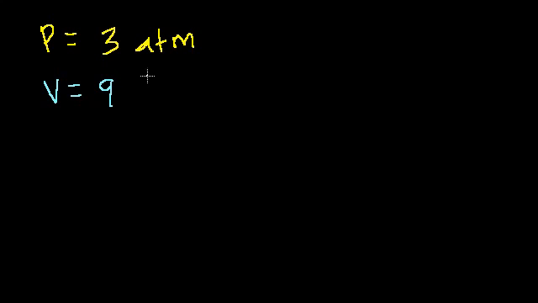Let's do some more problems that involve the ideal gas equation. So let's say I have a gas in a container, and the current pressure is 3 atmospheres. And let's say that the volume of the container is, I don't know, 9 liters. Now, what will the pressure become if my volume goes from 9 liters to 3 liters?